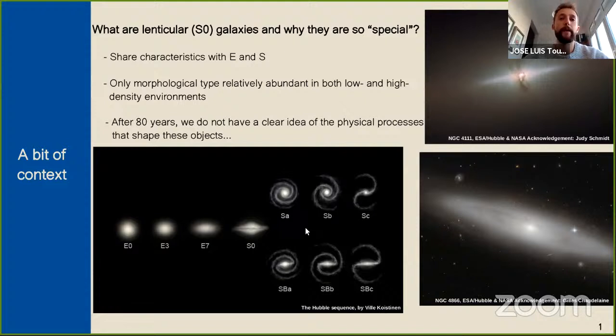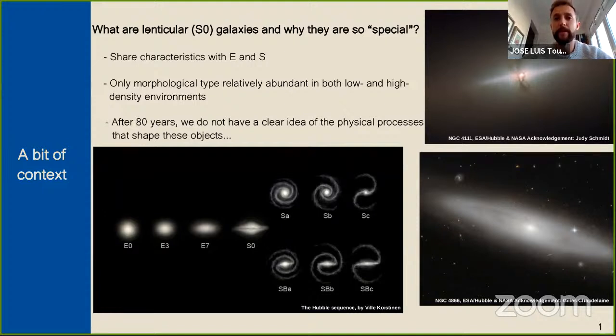They would be made by a central spheroid, which is the bulge, surrounded by a disk with no spiral structure and with very little amount of interstellar gas and dust. Regarding their baryonic content, they are classically conceived as passive objects, meaning that they form very few stars each year, and because of that, they would host old and red stellar populations.